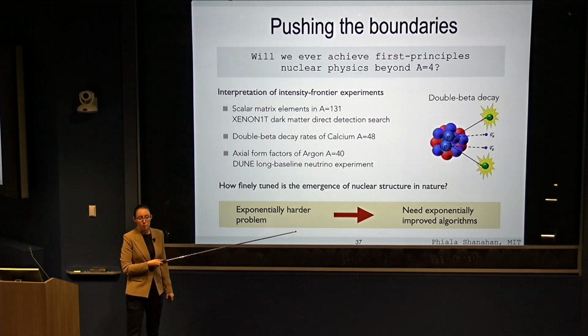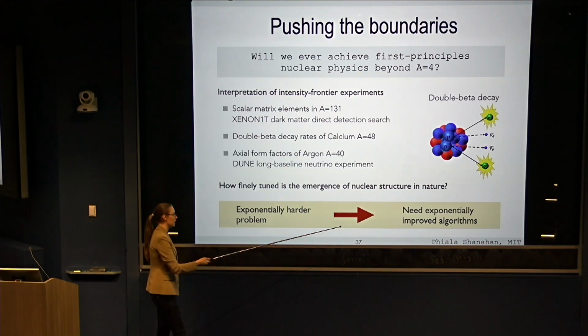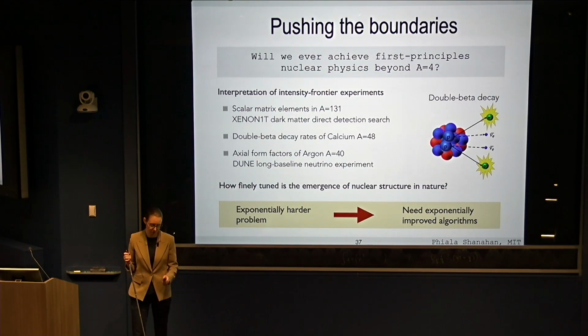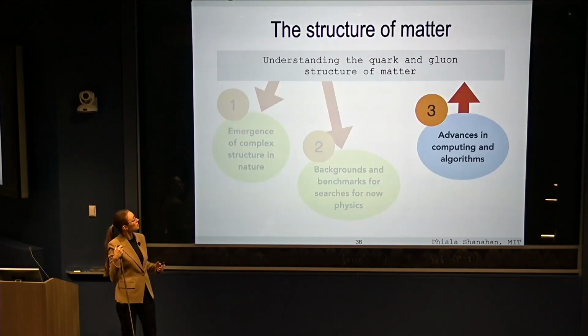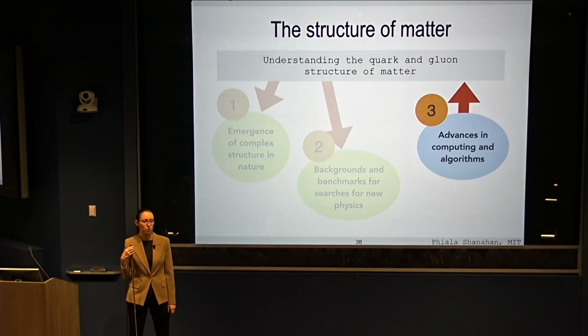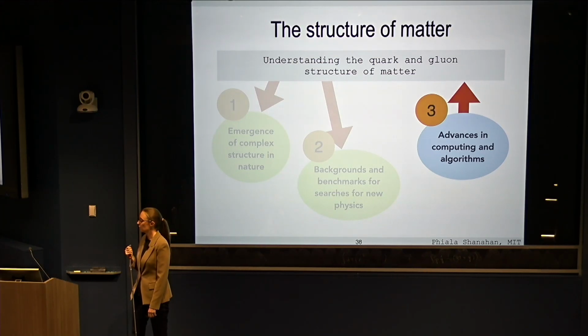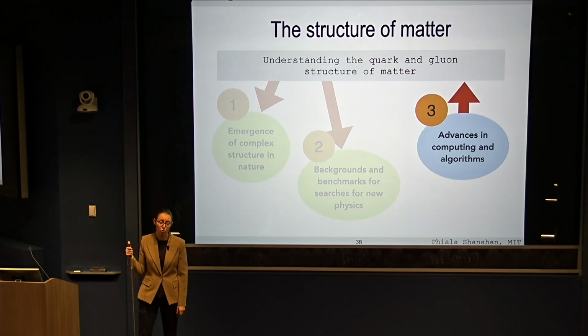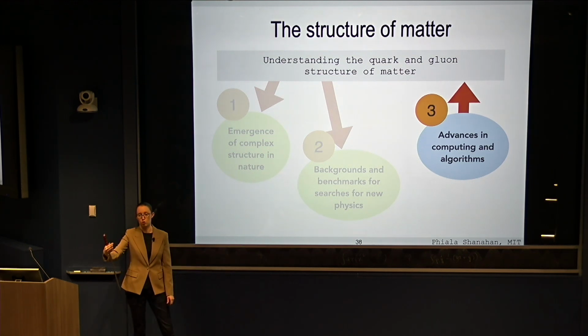These are exponentially harder problems. The way to do them is to try to find exponentially improved computational methods. So the hope for first principles nuclear physics is what drives me to the last sort of 10-minute hint of this talk, is how new developments in computing and algorithms are promising to open up that pathway to understanding from first principles, not just the proton in great detail, but also nuclear physics.